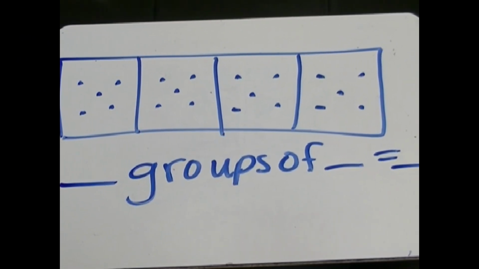All right, I'm going to give you just a minute to take a look at this tape diagram and try to figure out what answers you would put in the blanks. It says blank groups of blanks equals what blank. Here we go. Try it.